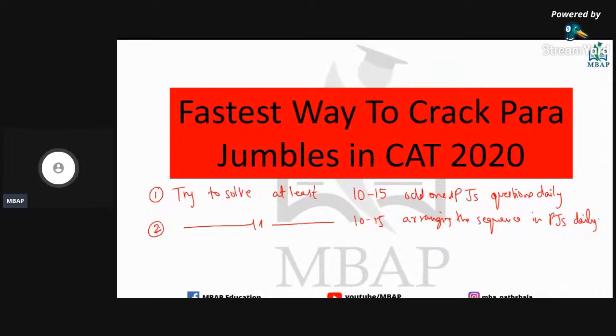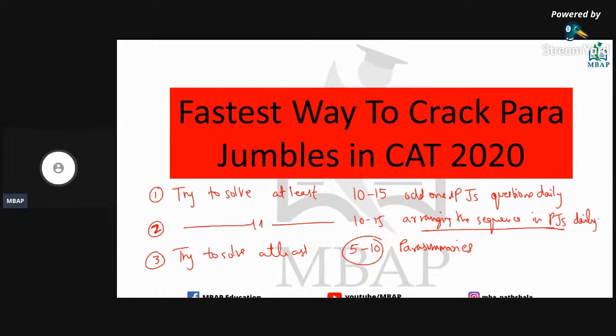I assume that you know what I mean by arranging the sequence in parajumbles. And third, I also recommend you to solve at least 5 to 10 para summaries questions. Very important, guys. This will also help you to improve your reading, because para summaries, I am pretty sure you all are aware, has a paragraph in it, and based on that you need to select that option which captures the entire essence of the given paragraph in the best possible manner. So I highly recommend you to solve at least 5 to 10 para summaries daily.